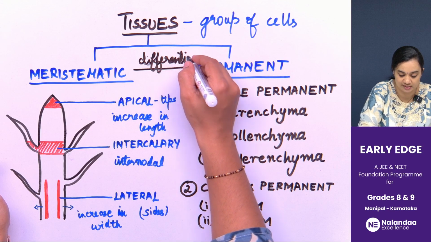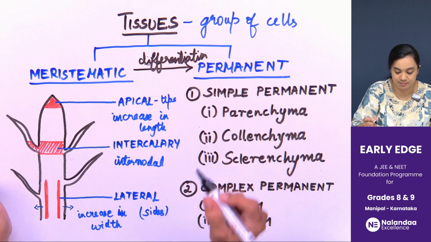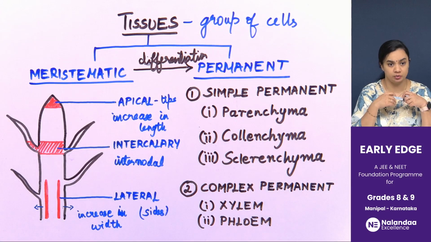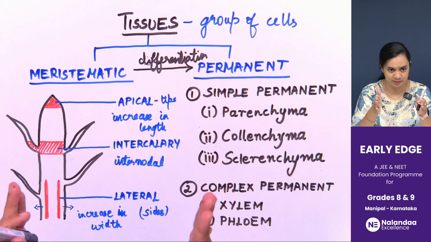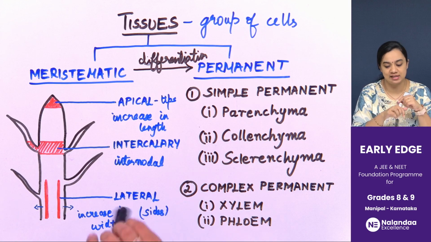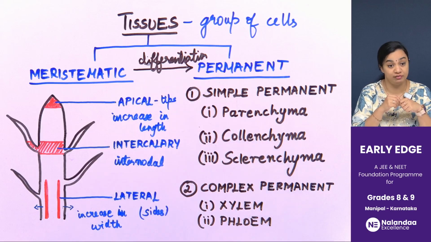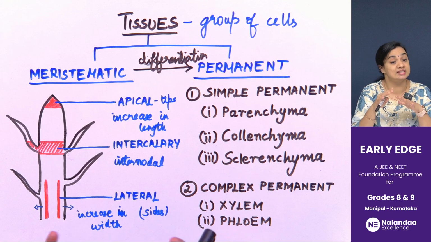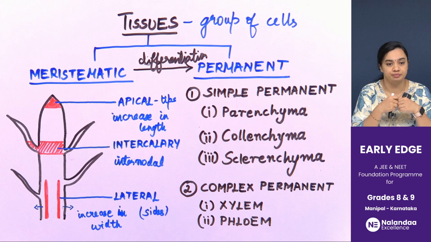Differentiation is the process by which meristematic cells transform themselves into permanent cells. So what constitutes differentiation? It is like assigning a function to meristematic cells. Now meristematic cells simply keep on growing. They contribute to the length of the plant, they contribute to the width of the plant, but certain meristematic cells will undergo a process called differentiation, wherein their shape will change, their size will change, their function is assigned.